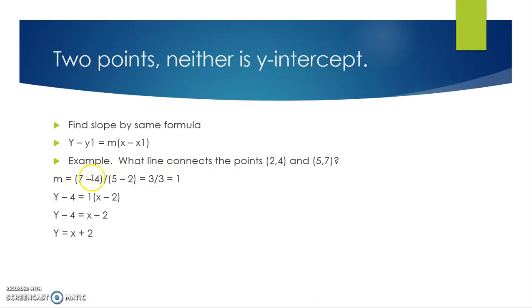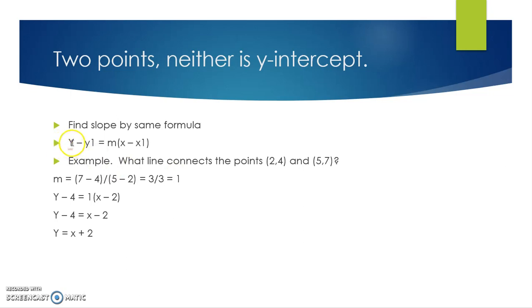So you figure out the slope. Difference between y, 7 minus 4 is a 3. You figure out the difference in x's. 5 minus 2 also comes out to be 3. And so you got 3 in the numerator, you got 3 in the denominator. 3 divided by 3 simplifies to be 1. Okay, so that's your slope.